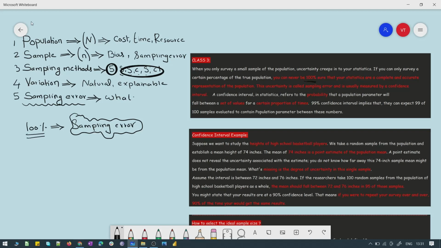Because of that, the sampling error is bound to happen, and whatever mean value is determined by using the sample will definitely differ when you compare it with the population mean. Okay, and the deviation or the difference that you see between the sample mean and that of the population mean is nothing but your sampling error.